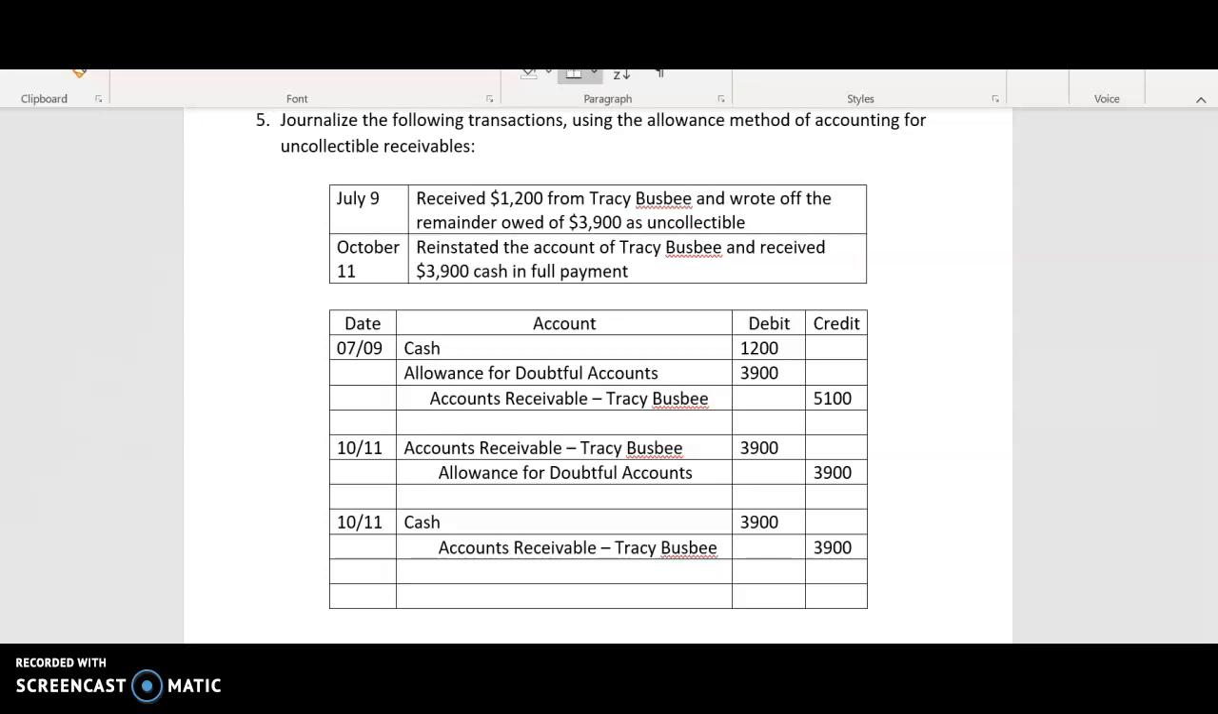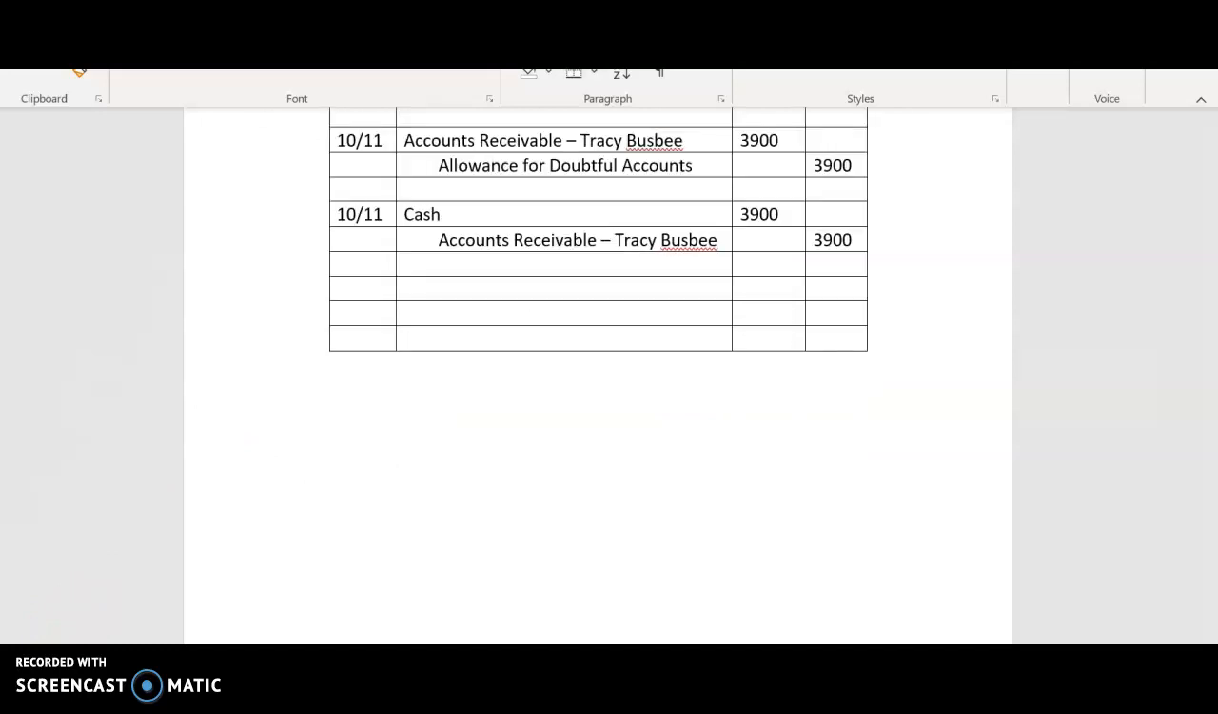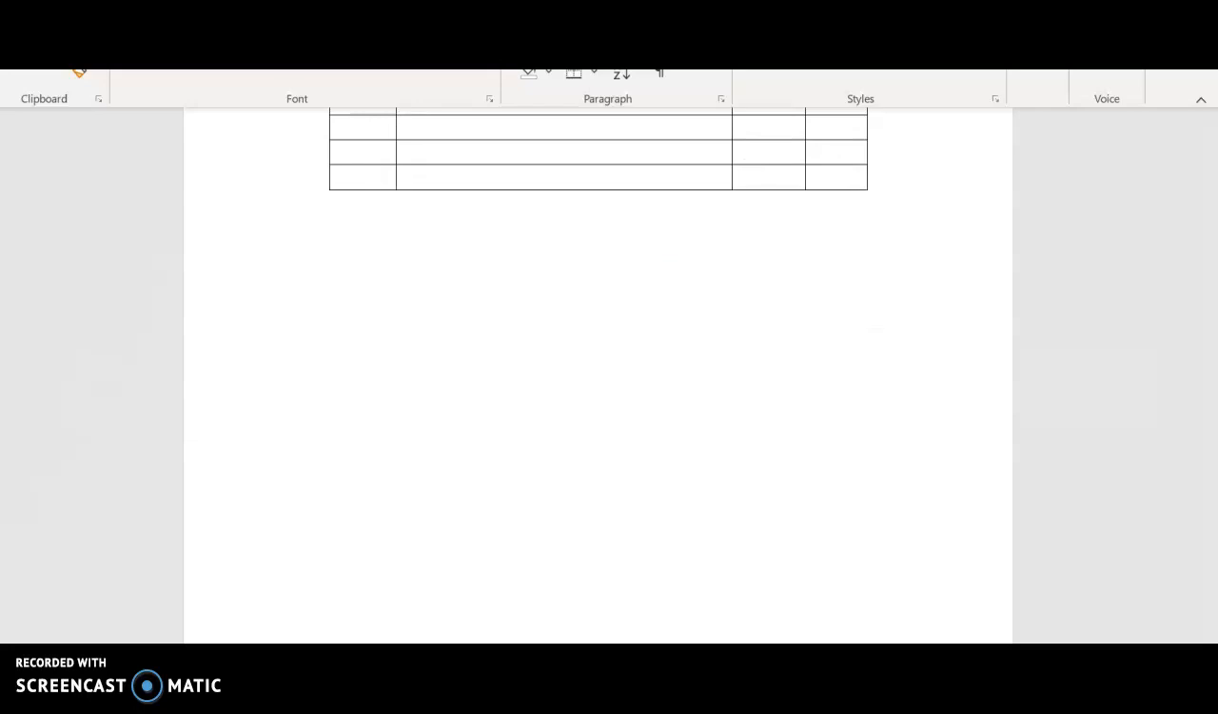Now this problem did not have us do that, but in order to understand why we debit allowance for doubtful accounts, here we would need to see that. So let me show you quickly how that would have come about. Before we would have made this actual write-off, we would have set up our actual allowance account.